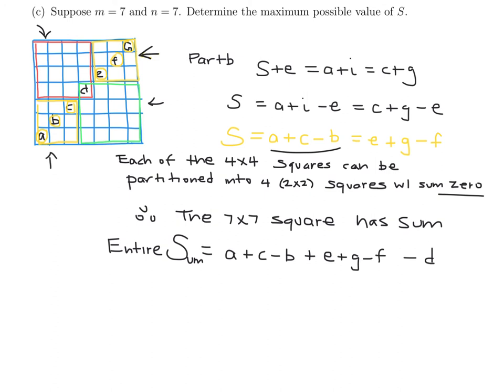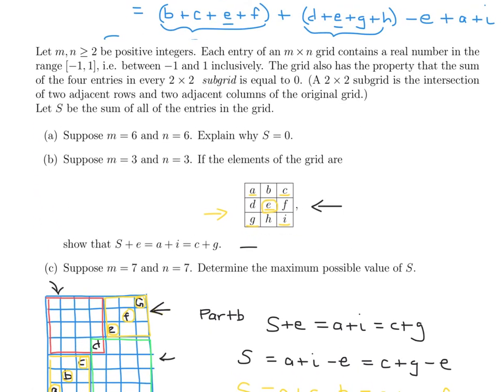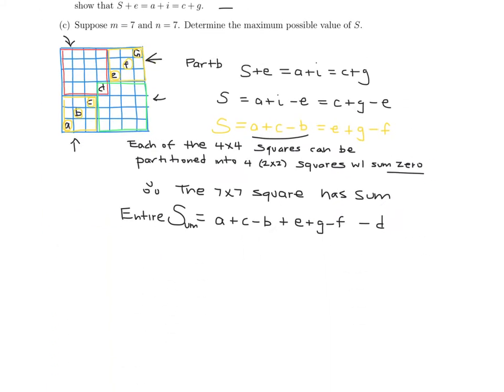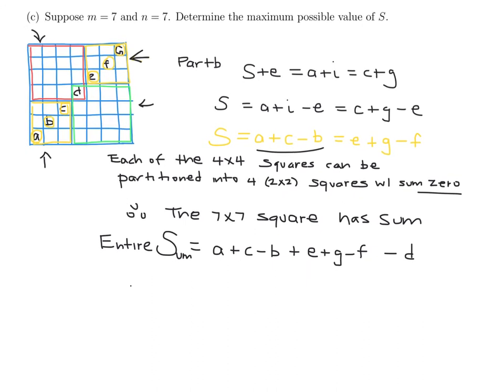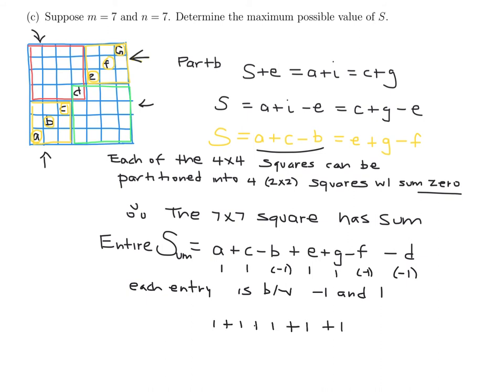So this entire sum now, they're asking what is the maximum. Well, we were told, I think by now we've sort of forgotten about it, that each of these entries can have a value between negative 1 and 1. That's very important. So each entry is between negative 1 and 1. Therefore, if I put 1 for this, 1 for this, negative 1 for B, 1 for this, 1 for this, negative 1 for F, and negative 1 for D, it would give me my maximum, which in this case would be 1 plus 1 plus 1 plus 1 plus 1 plus 1 plus 1, which I believe is 7. And that is the maximum.